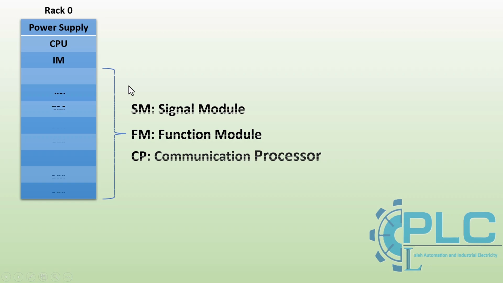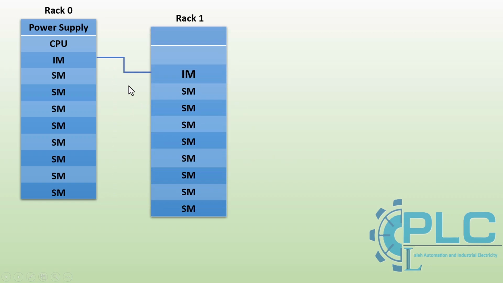Expanding the S7-300 PLC system with multiple racks. In large-scale projects, a single rack may not be enough to accommodate all the input and output modules. If the number of input and output modules exceeds the capacity of one rack, we can expand the system by adding more racks. To connect additional racks to the CPU, we use an IM interface module.